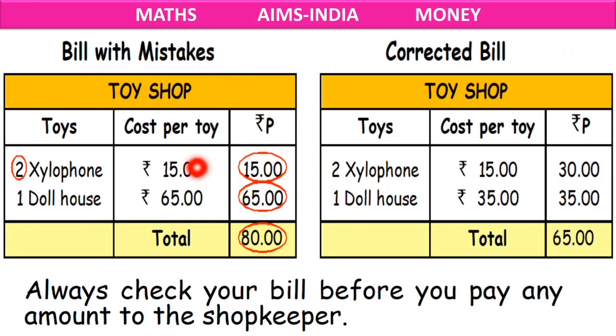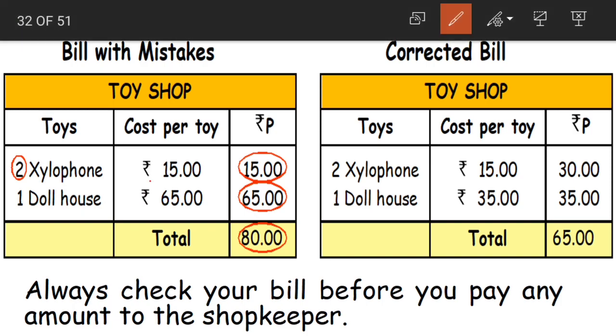If you look at this here, bill with mistakes. Now what is this? We have bought two xylophones and one dollhouse. The cost per toy is given as 15 rupees and 65 rupees. And if you look, the rates are also the same. But children, here we have bought two xylophones, right? We have bought two. And 15 rupees is the cost per one xylophone.